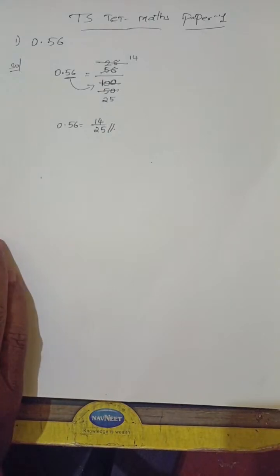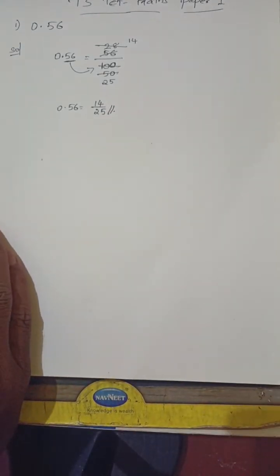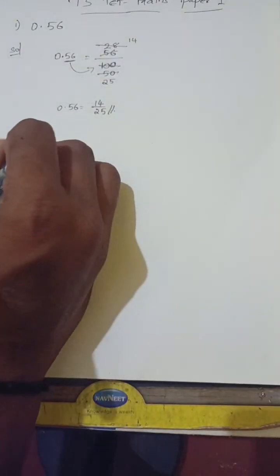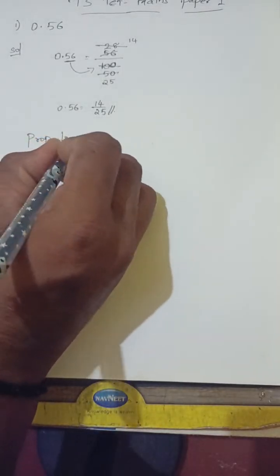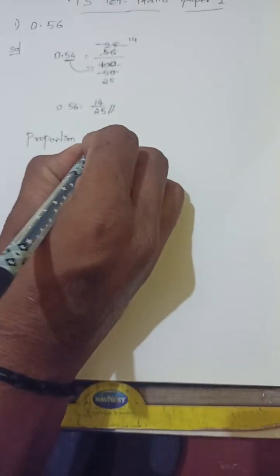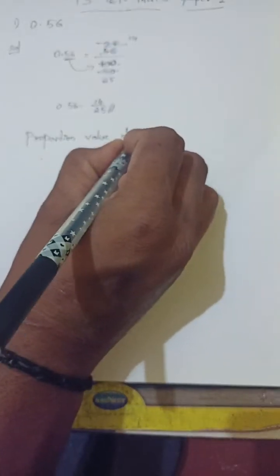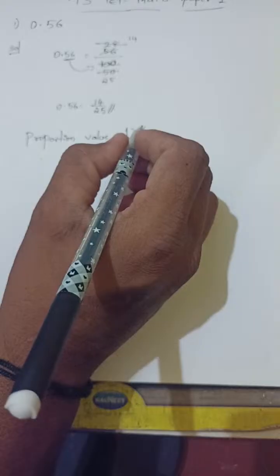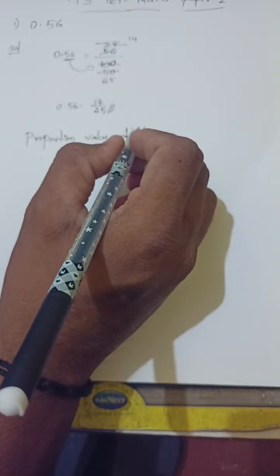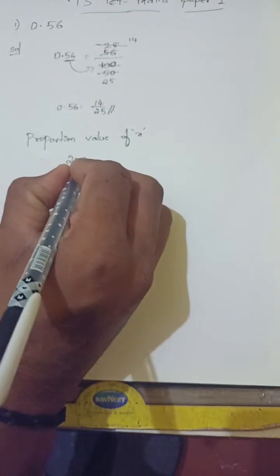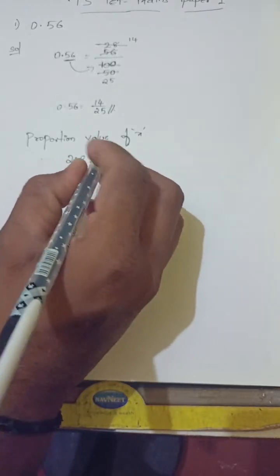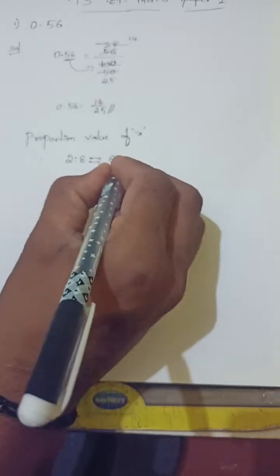Now we'll go for the second question. The second question is, we have to find the proportion value. How are we going to find the value of x? The question is given as 2:8 equals x:6.